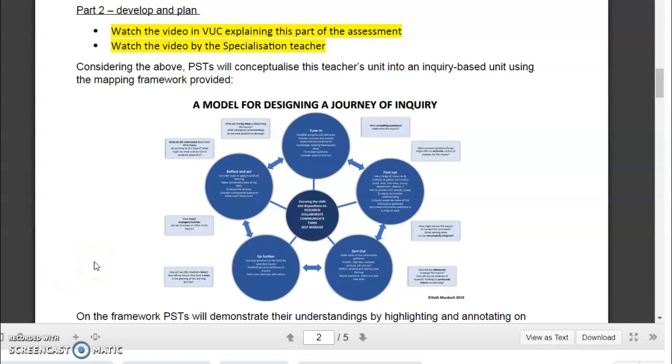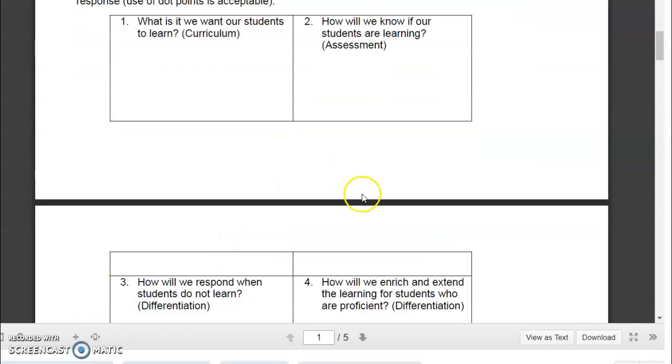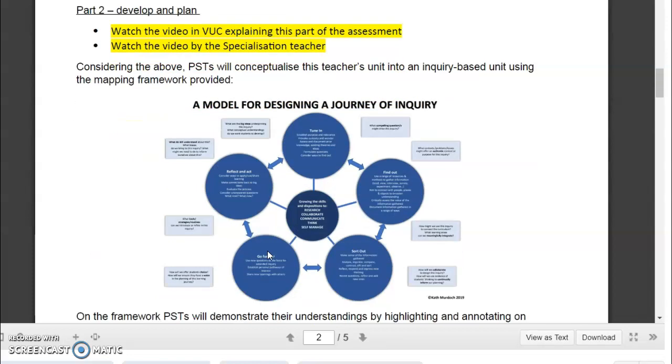Okay, so now we're up to part 2, which is developing and planning a conceptualized inquiry-based unit. So basically, you are thinking about what are the important parts that you've taken away from my unit plan, and they are here, right? And you're going to use this information in thinking about how to conceptualize my unit, which isn't a unit of inquiry. You're going to change it into a unit of inquiry.